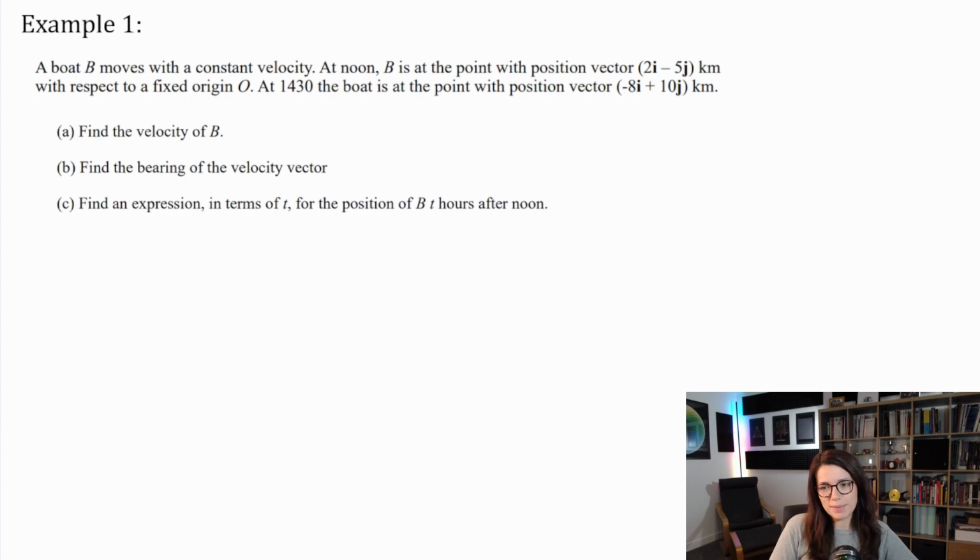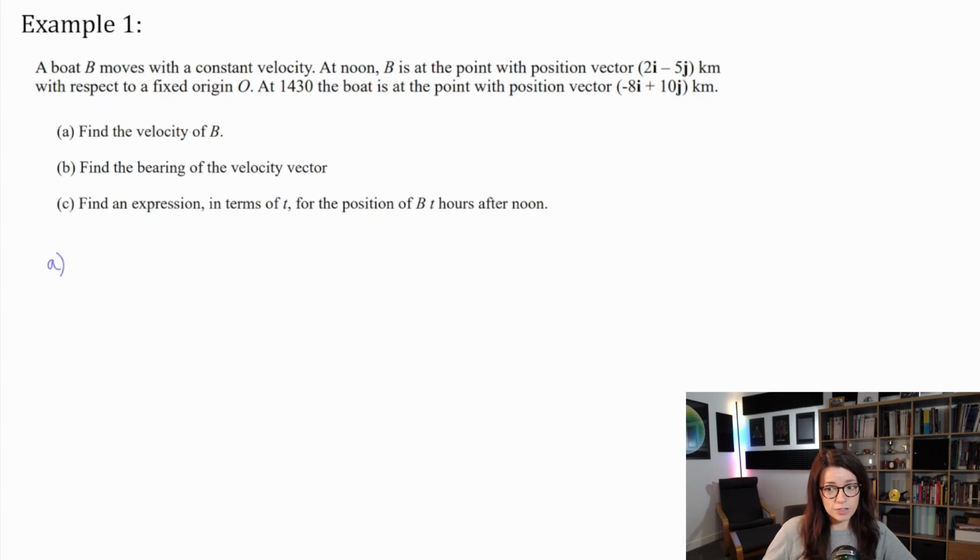Example 1. A boat B moves with a constant velocity. At noon, B is at the point with position vector 2i minus 5j kilometers with respect to a fixed origin O. At 2:30, the boat is at the point with position vector minus 8i plus 10j kilometers. Part A, find the velocity of B.